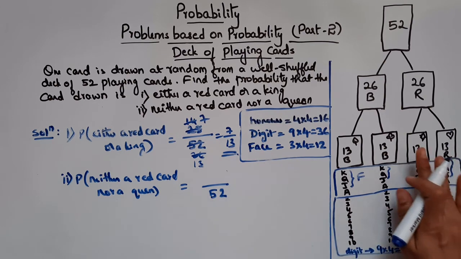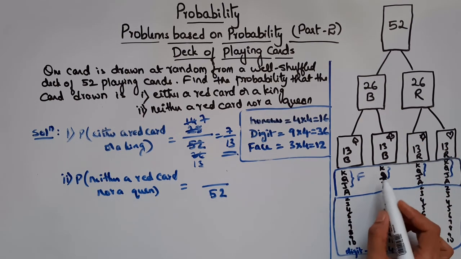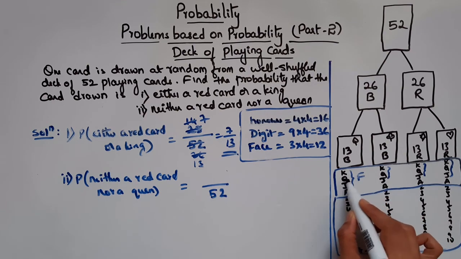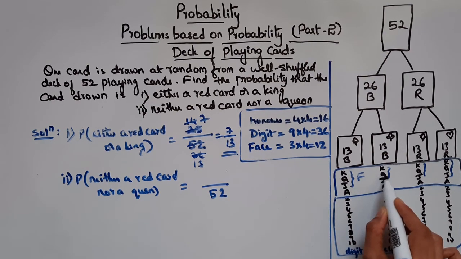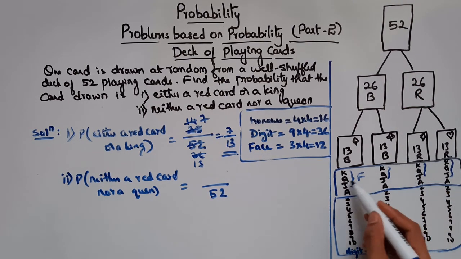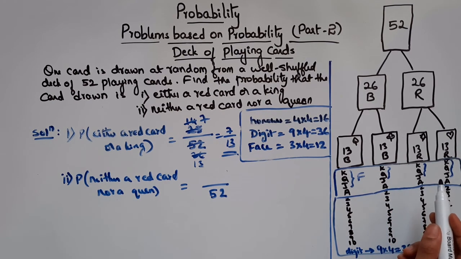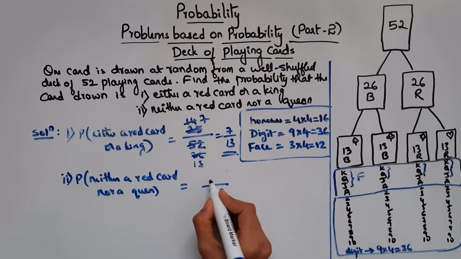So red card means all these cards are not included. And also we don't want queen, that means these two also we should minus. Here we have queen, right? So out of 52 cards, we have to minus 13 plus 13, which is 26, minus 2. So together we have to minus 28. So 52 minus 28 will give you 24.